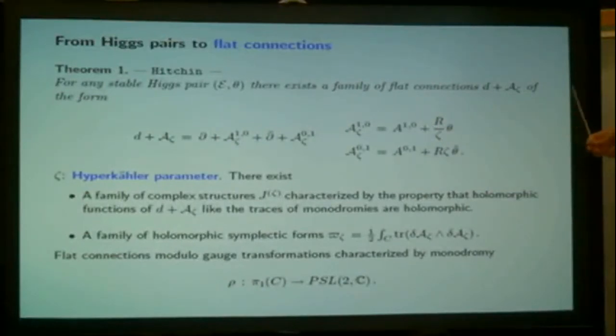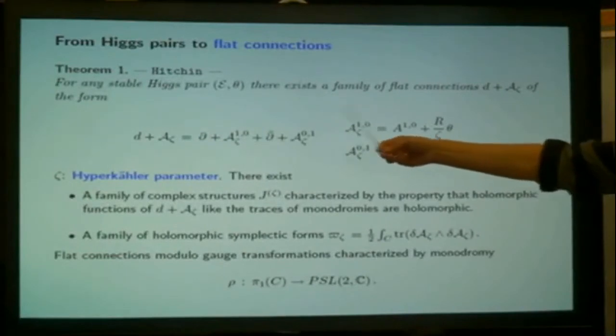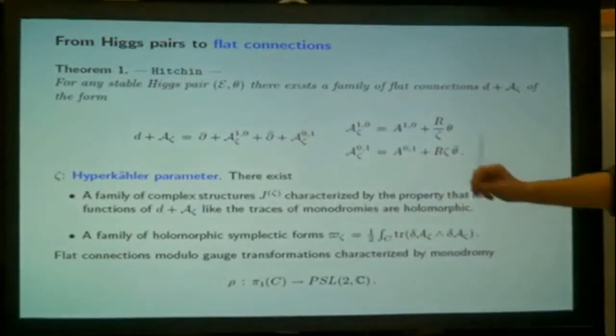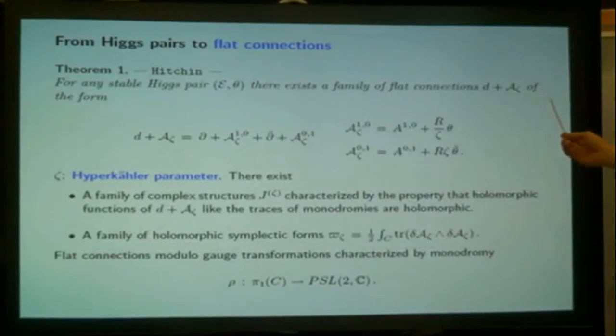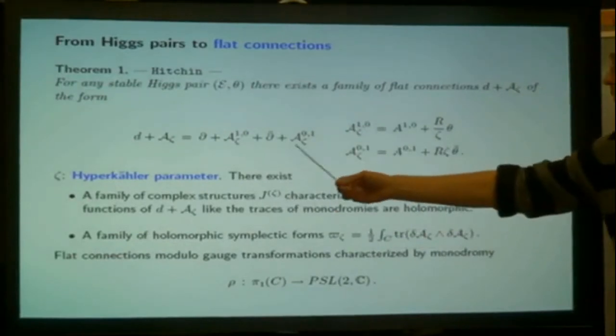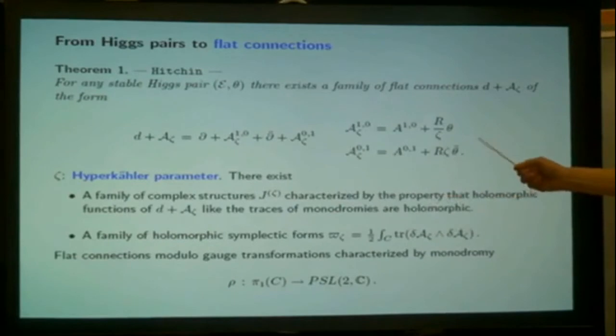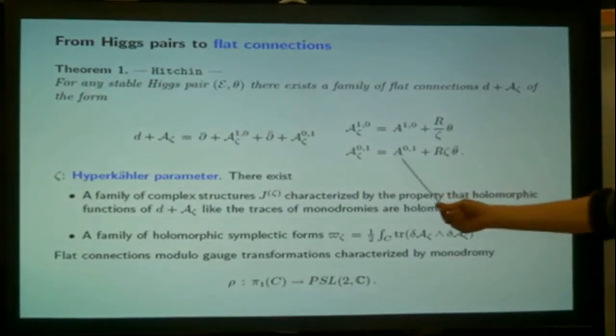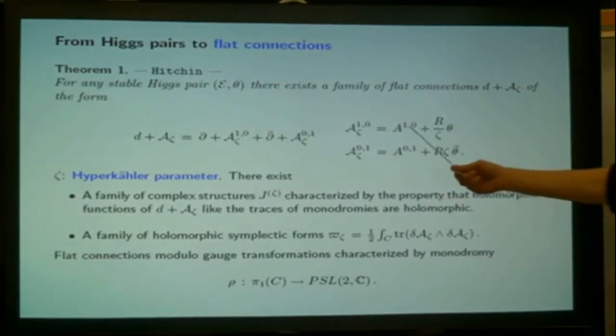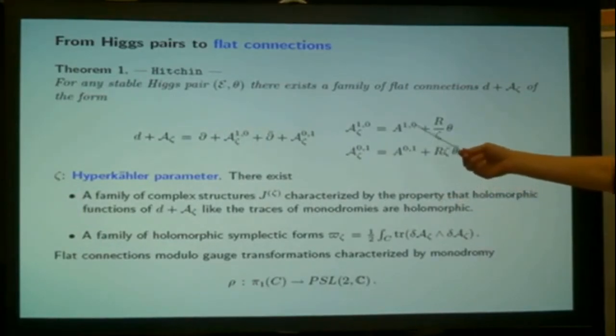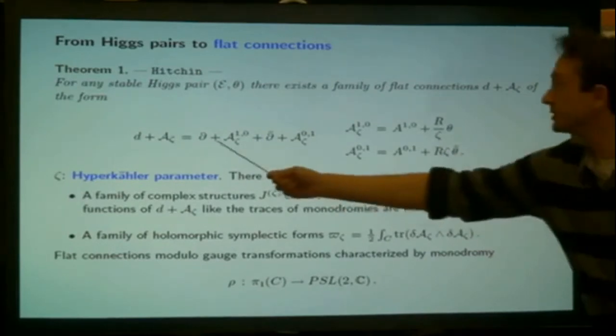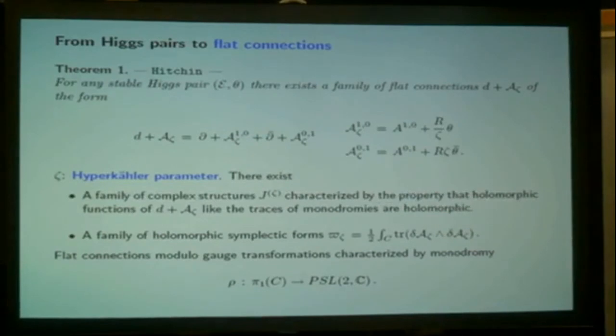Here's the better statement. There's a theorem of Hitchin that for any stable Higgs pair, there exists a family of flat connections which you can write in this form. I wrote it in terms of the data which made the original Higgs pair, which is theta, the Higgs field, and A_{01}. The statement is that you can supplement it by some suitable A_{10} in such a way that this connection is flat. That is the theorem: we need to solve a nonlinear partial differential equation.